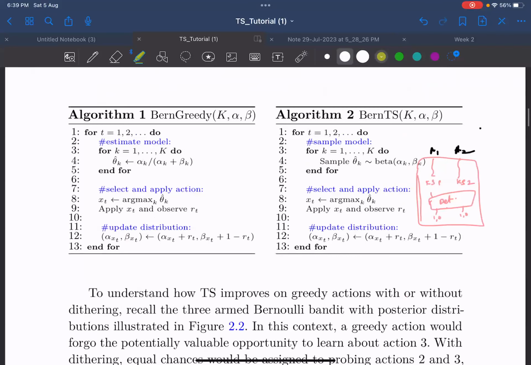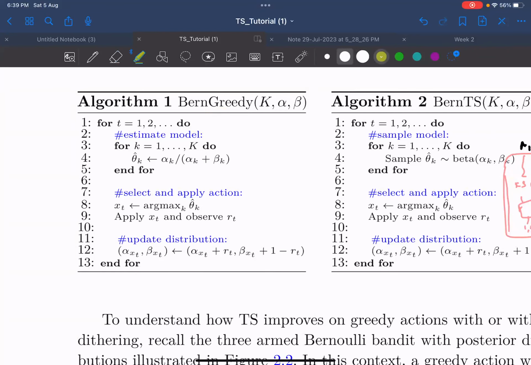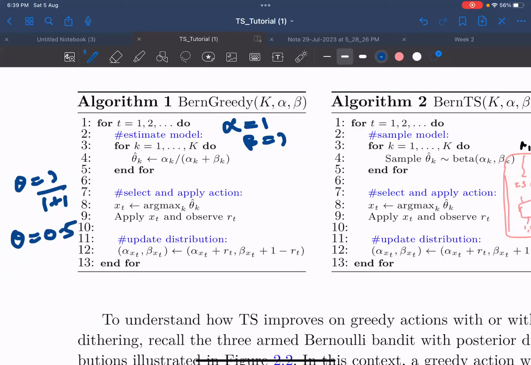I think last lecture we discussed this. Okay, now coming to this Bernoulli greedy, what does this algorithm say? Suppose for t equal to 1 to 2, for all the arms, we'll calculate this theta. Let us say that alpha is equal to 1 and beta is equal to 1. Then theta is equal to 1 over 1 plus 1, which means theta is equal to 0.5. So let us say the distribution of all the arms, arm 1, arm 2, 3, first of all, we'll assume 0.5.